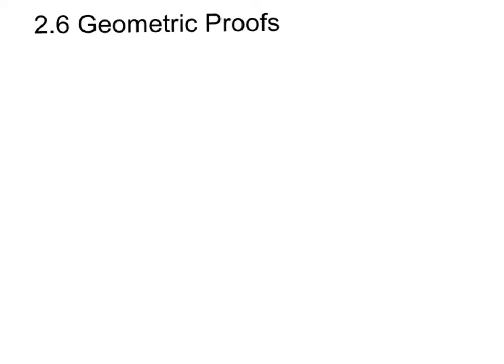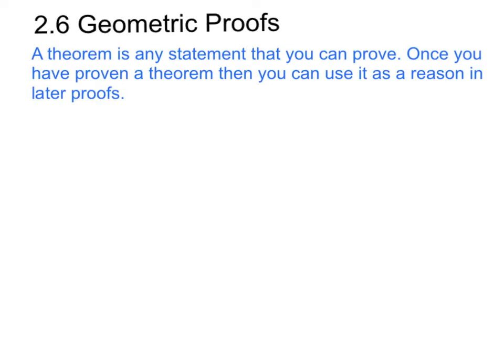In section 2.6, we're going to start talking about even more geometric proofs. Now, the examples on these pages we actually did in our video of proofs a few weeks ago, but we're going to add a few more theorems to what we're doing. Now, to review, a theorem is any statement that you can prove. Once you have proven a theorem, you can use it as a reason in later proofs. So we're going to go over some theorems.